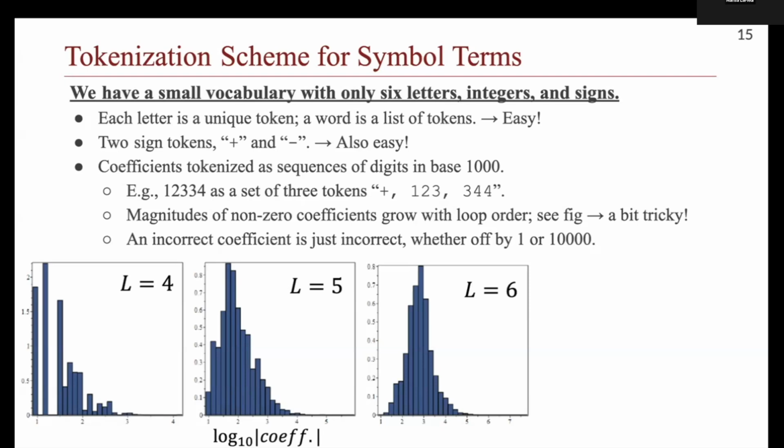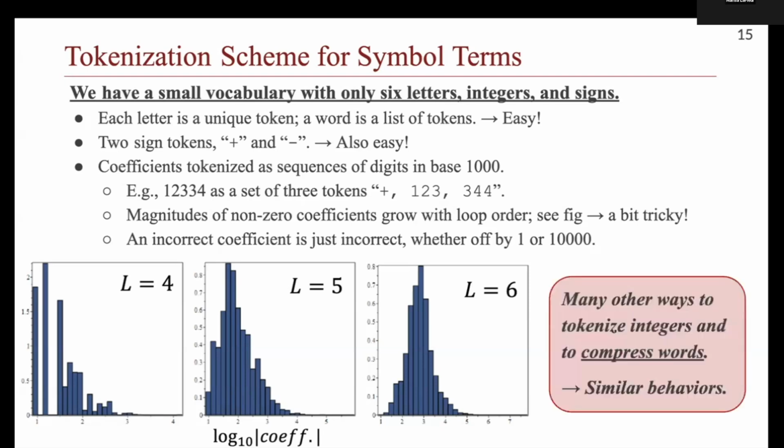The reason why this is a bit tricky is because as you go to higher and higher loop order, the distribution of your coefficients actually shifts. Also, the actual integer becomes much larger if you go to higher loops. So that poses some difficulty for this particular coefficient tokenization. I want to mention that there are many other ways to tokenize integers that we also tried in our paper, and there were also ways to compress a word. We also tried that in our paper. Another thing to say is that for now, an incorrect coefficient is just incorrect, whether it is wrong by 1 or by 1000.